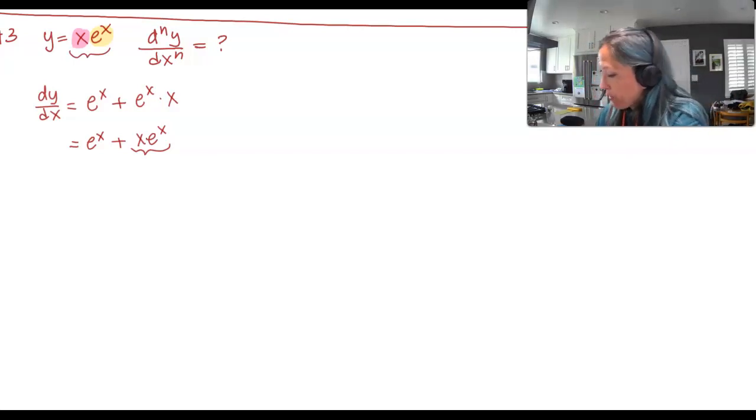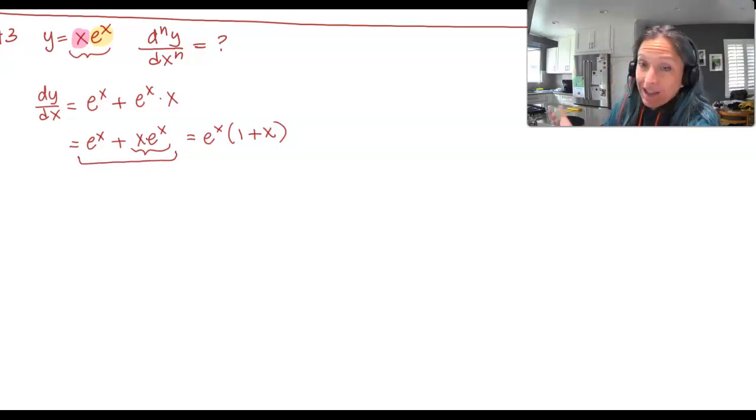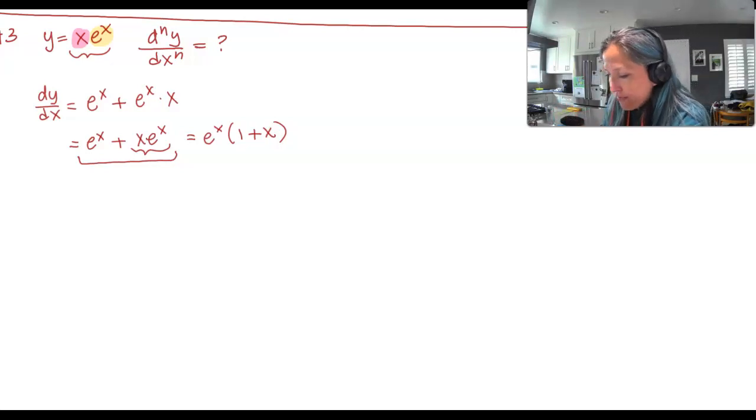We could even rewrite this with a factored out e to the x, but I don't know that that's going to be super helpful for us. So let's just go with this version right here. I'm going to stick with this version because I do know I can leverage the fact that I just found the derivative of that. It's going to be like a nested version of this, right? So like this piece that I just highlighted, we already know the answer to that. This is e when we take the second derivative.